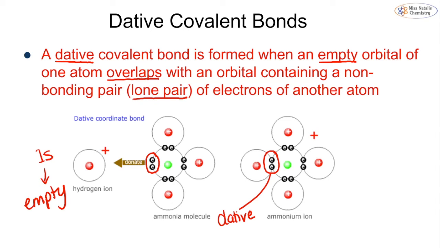So rather than the electrons coming from 2 separate atoms, they are shared, but they come from the same atom. So if you have a normal covalent bond, your dot and cross diagram will have a dot and a cross to show they're from 2 different atoms. When we have a dative bond, we should show both of them as crosses so that we can see that it comes from the same atom.